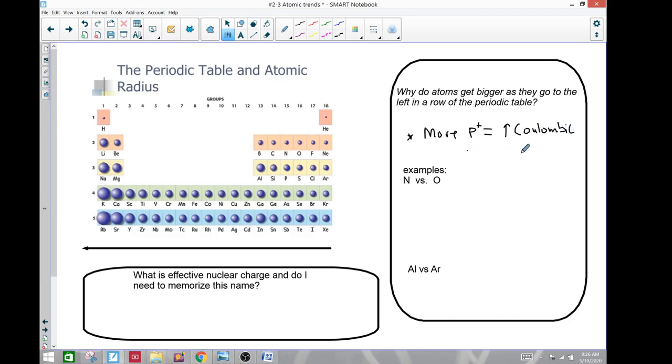Okay, and that's how you'd want to explain that. All right, now nitrogen versus oxygen. Once again, this one is slightly smaller because of the fact that it's got an increased number of protons. Aluminum versus argon. Aluminum's located here, argon's located here, and argon is slightly smaller. Now it's not a ton. Why? Increased number of protons, and therefore increased Coulombic attraction.